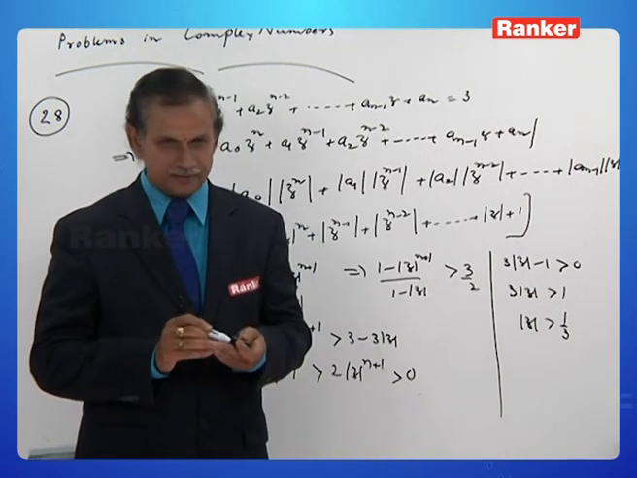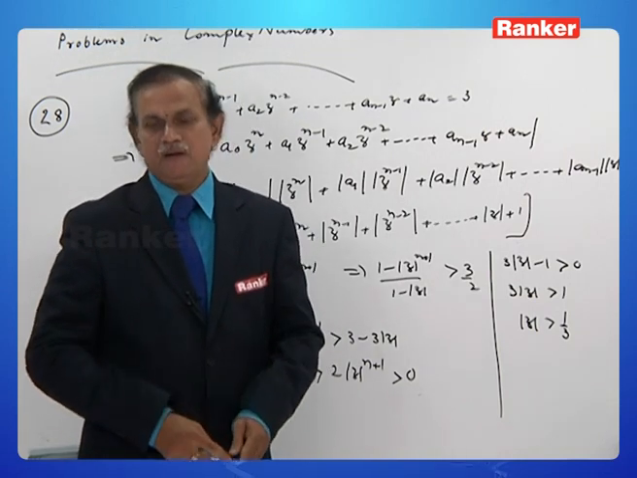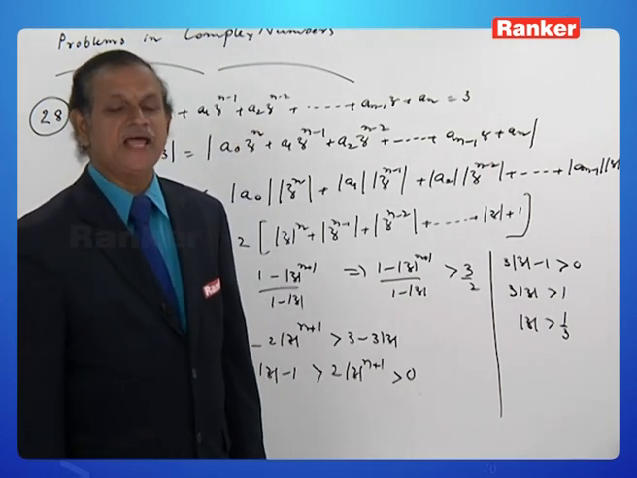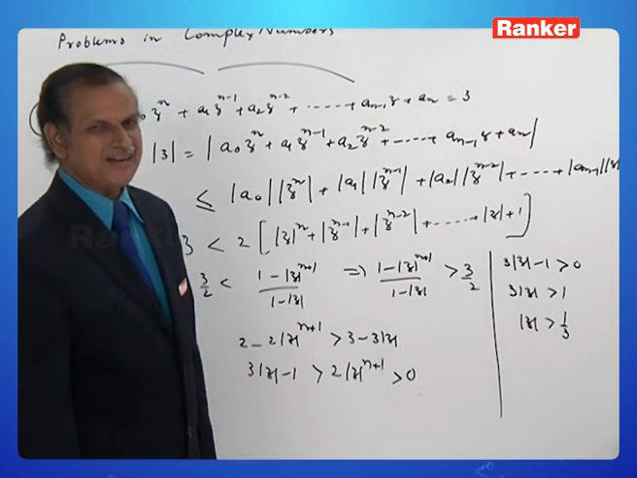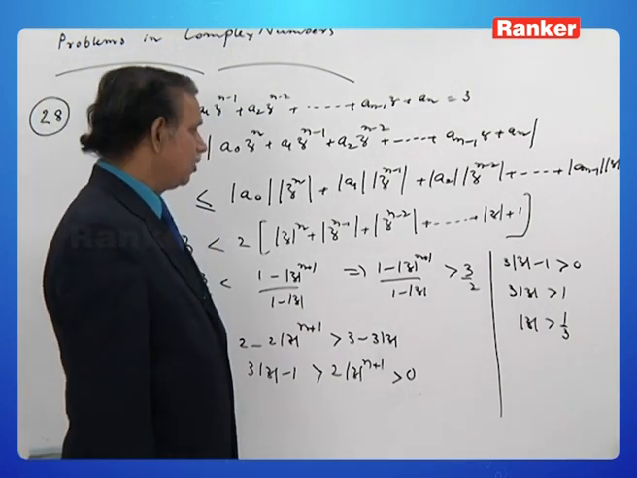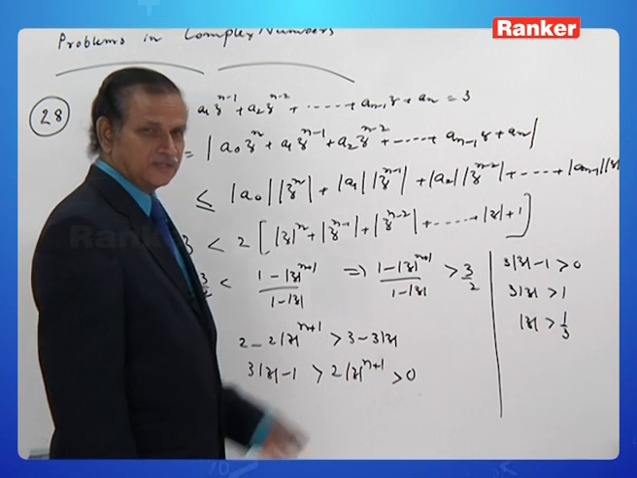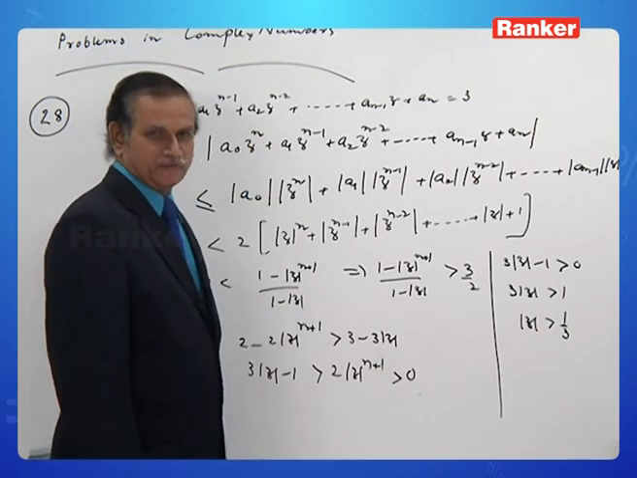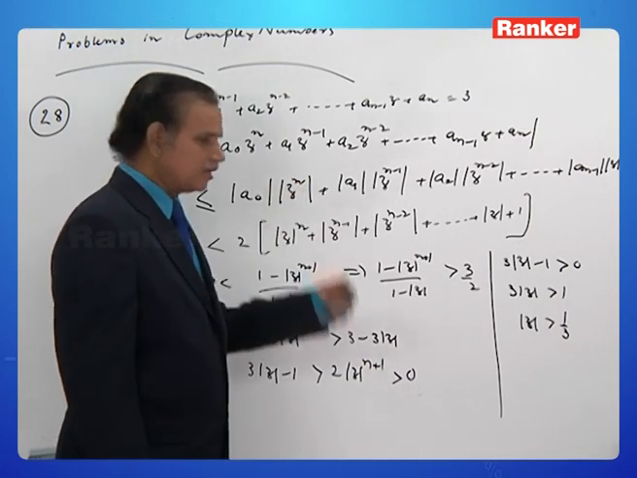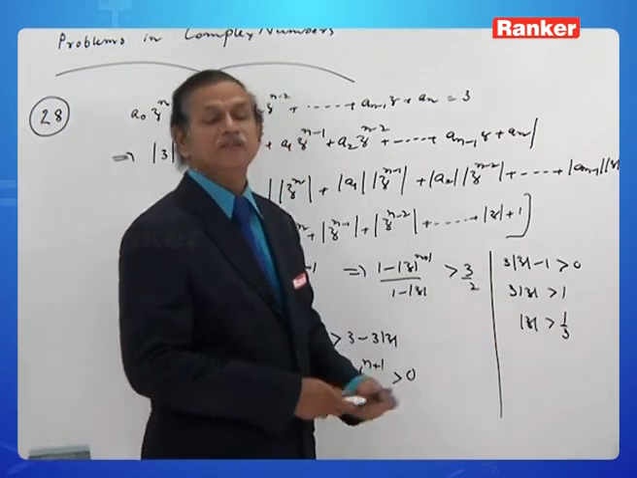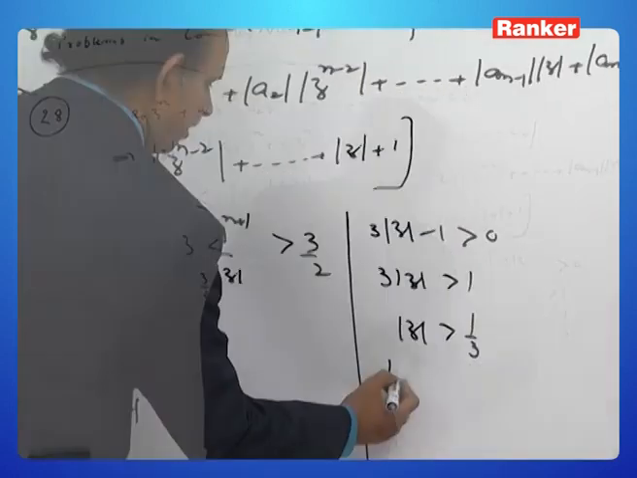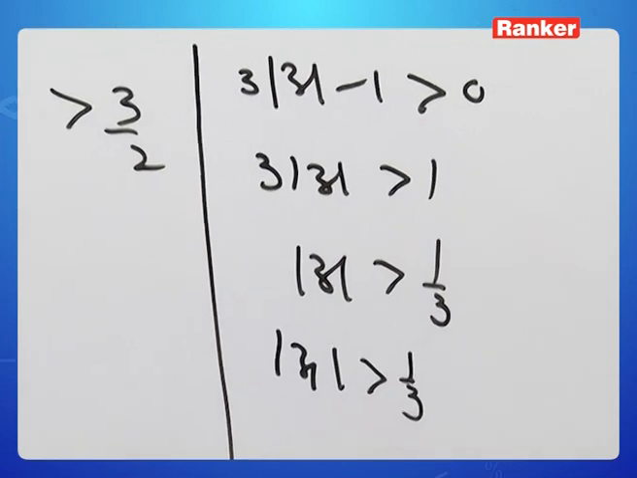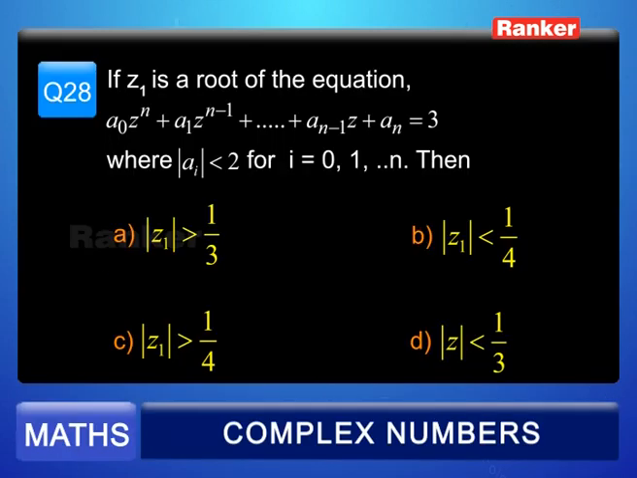|z| is greater than 1/3. Where does it lie? Is it available? Of course it is available among the options. The first option, option A, gives us the answer. |z1| is greater than 1/3. Why is it z1? In the beginning itself, we might have used z1 in the place of z. We have forgotten. No problem at all. z1 is a solution, you can put the same here also. Thereby, we get |z1| greater than 1/3, which is absolutely correct. Hence, the right option is option A.